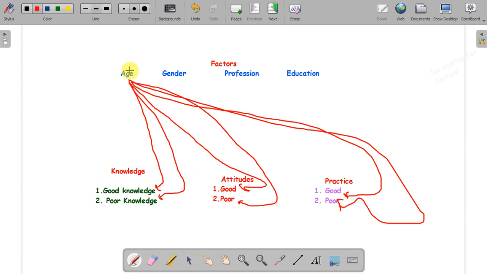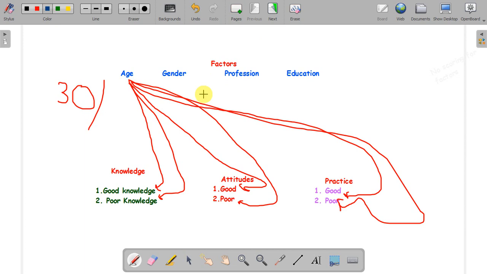So let's say this age is categorized into two groups: people with age less than 30 and greater than 30. People with less than 30 have good knowledge and above 30 have poor knowledge. Likewise, you are categorizing. So this is the bigger picture of your data analysis, the final end.